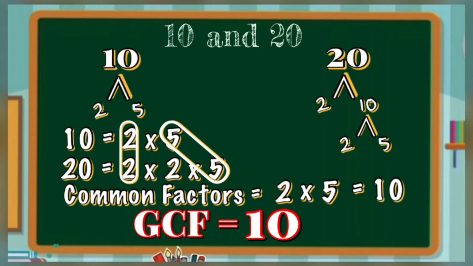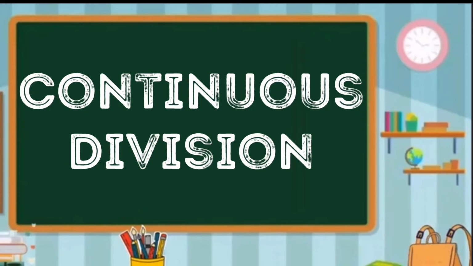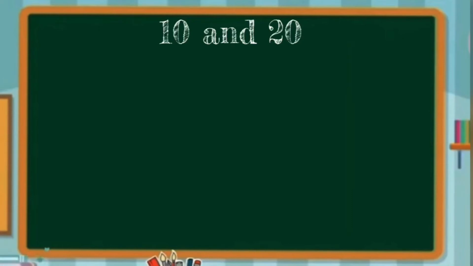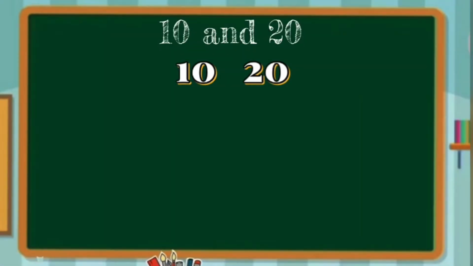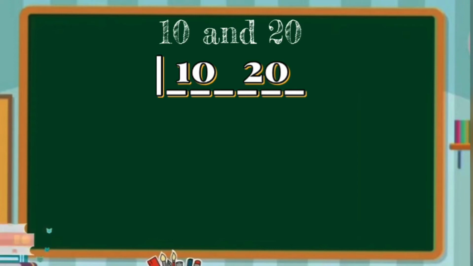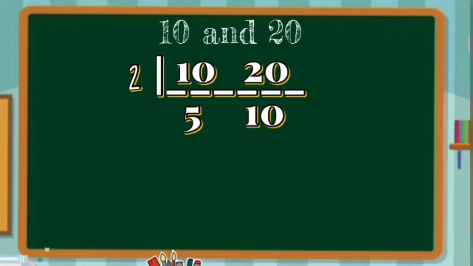The third and the last method is the continuous division method. In this method, what we're going to do is to divide the given numbers up to the last number divisible by it. So let us divide 10 and 20 using this division symbol. What number is common to them? We can divide both numbers by 2. So 10 divided by 2 is 5. 20 divided by 2 is 10.